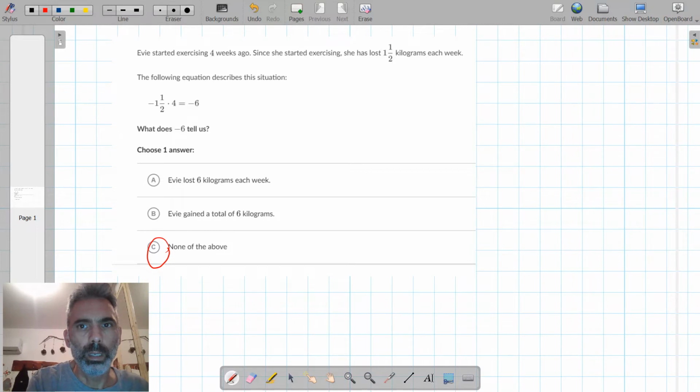Minus 6 tells us the total change in her weight since she started exercising. So it's none of the above.